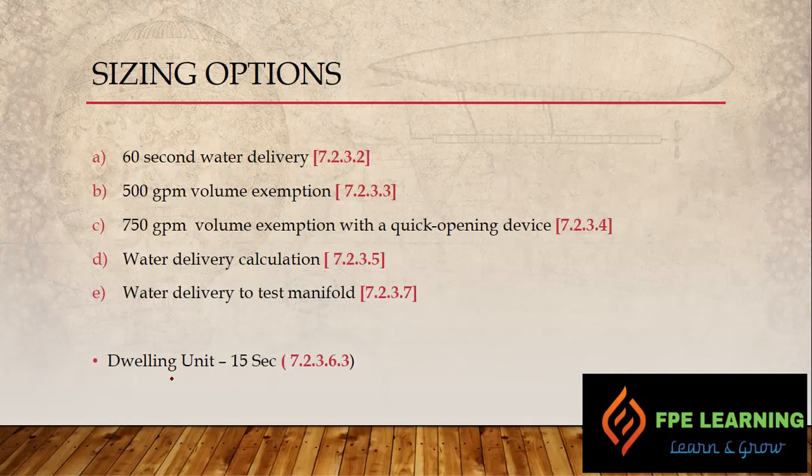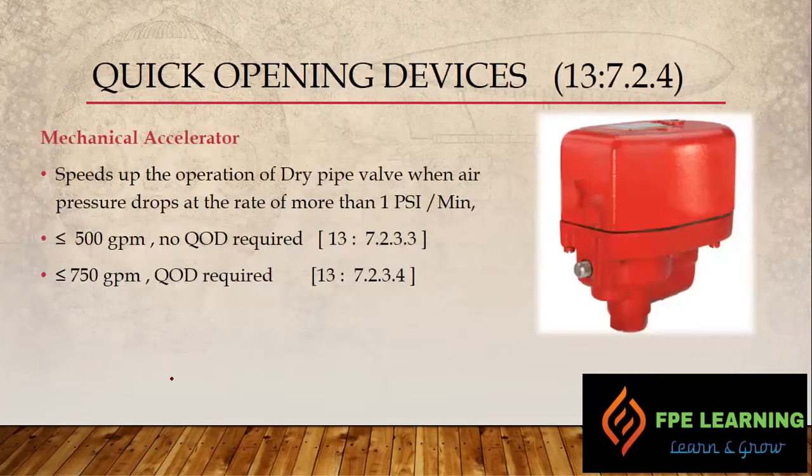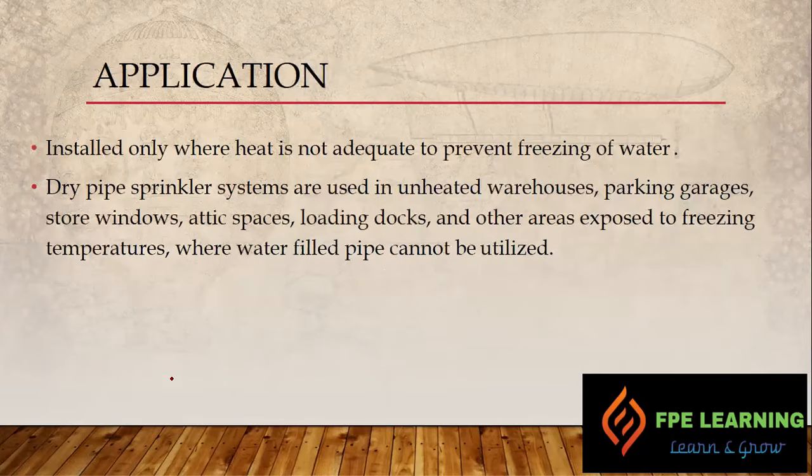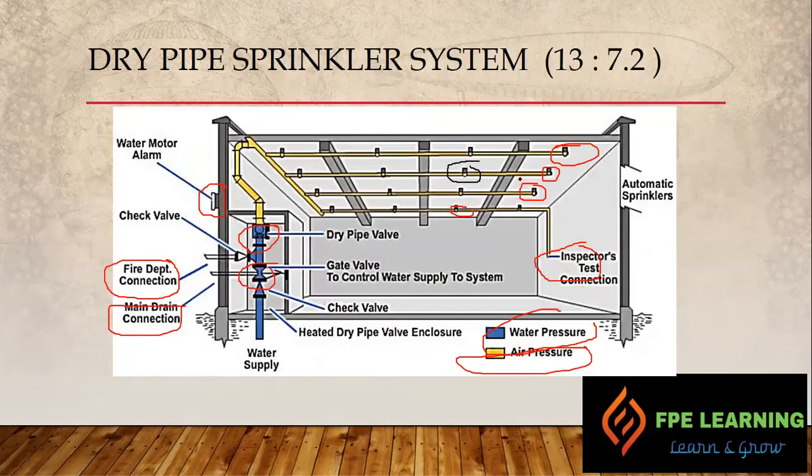So for the dry pipe system we have 5 different types of sizing option, right? 7.2.3.2 talks about 60-second water delivery. We have to confirm that the water reaches within 60 seconds. What are they talking about in 7.2.3.2? System size shall be such that initial water reaches the most remote test connection. In this case, let me go to the first phase so that we understand the test connection. In 60 seconds, this is option 1, right?